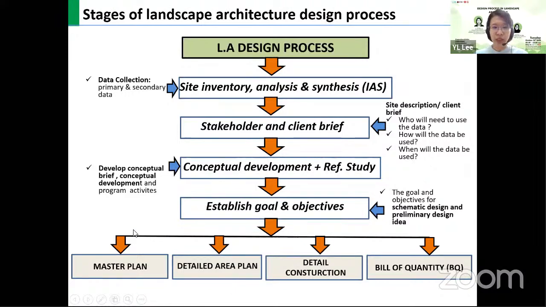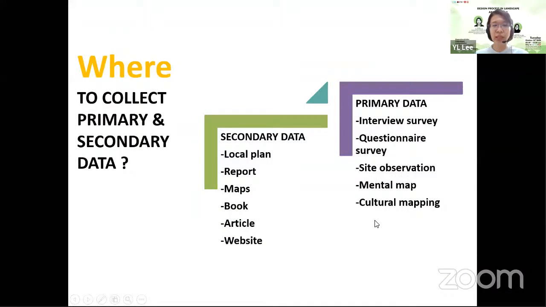For your information, landscape architecture students have to do detailed constructions as well. Similar to architecture students, you have to do technical drawings and end up with the bill of quantity. But this one is requested for final year students, which means a costing for the project. Okay, I will move to the next slide.